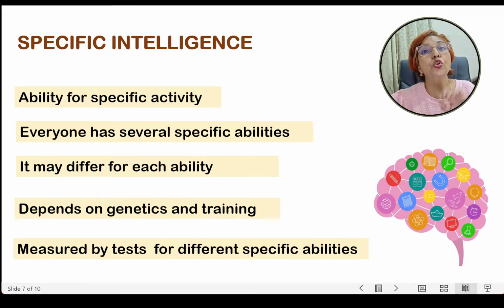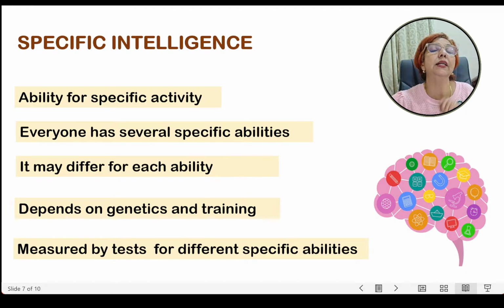So specific intelligence is going to be different for different people, and within the same person also, people have very high, very good specific intelligence in certain areas, poor specific intelligence in some areas, and average specific intelligence in others.